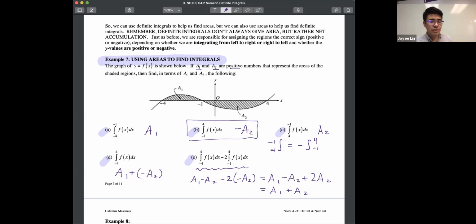Any questions on those? So please be careful with your distribution.